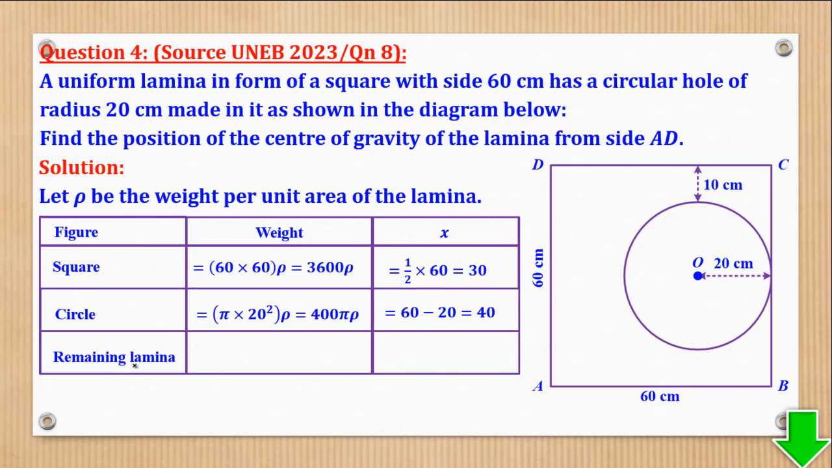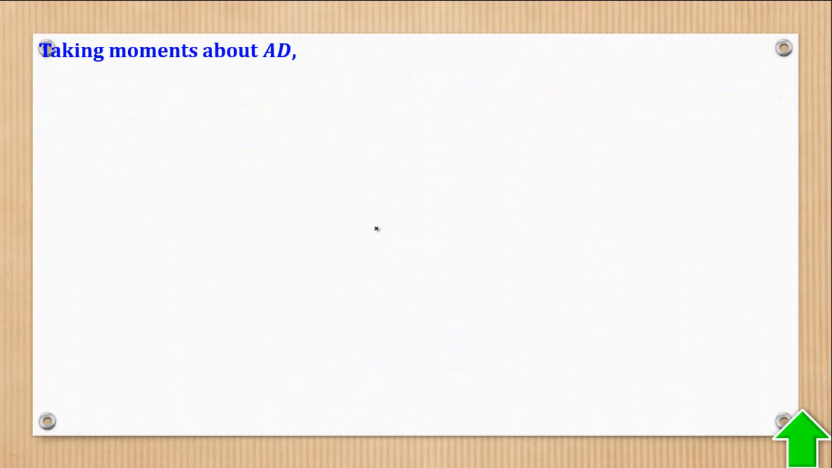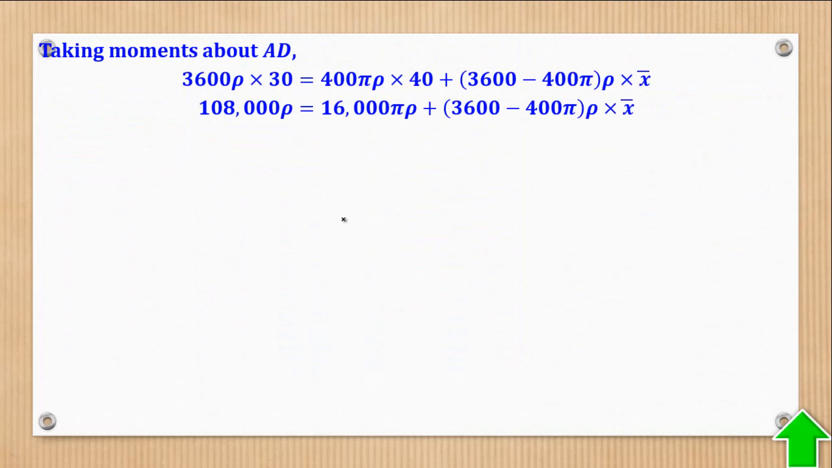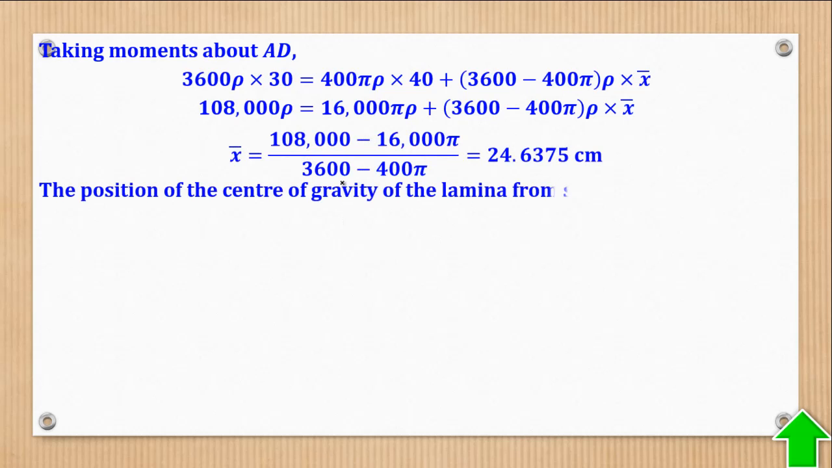Then for the remaining lamina, remember initially it was the whole of this square, then they removed this circle. So the balance will be got by subtracting. So this minus this, what do you get? That will be the weight of the remaining lamina. And this center of gravity is what we want, so we shall call it x bar. Then we can now take moments, which gives you that. Then you simplify and make x bar the subject. And that's what they wanted.